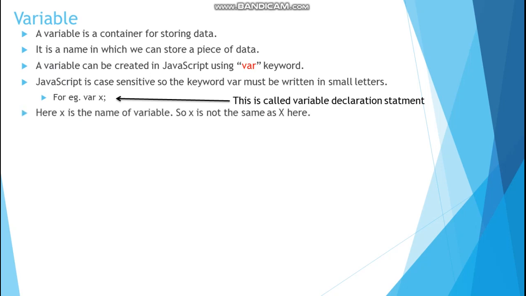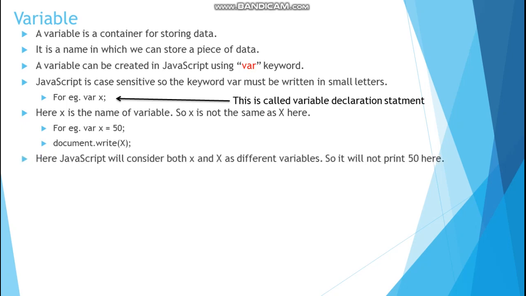Here x is the name of the variable. So remember, small x is not the same as capital X. For example, var x = 50, then if we give document.write(X) with capital X, this is a wrong statement. Actually, it will not show you any error, but it will not print the value 50. So here JavaScript will consider both small x and capital X as different variables. So it will not print the value 50.